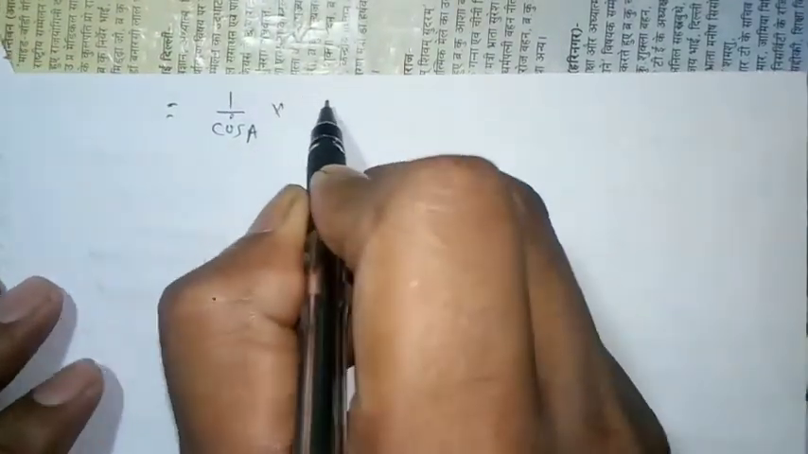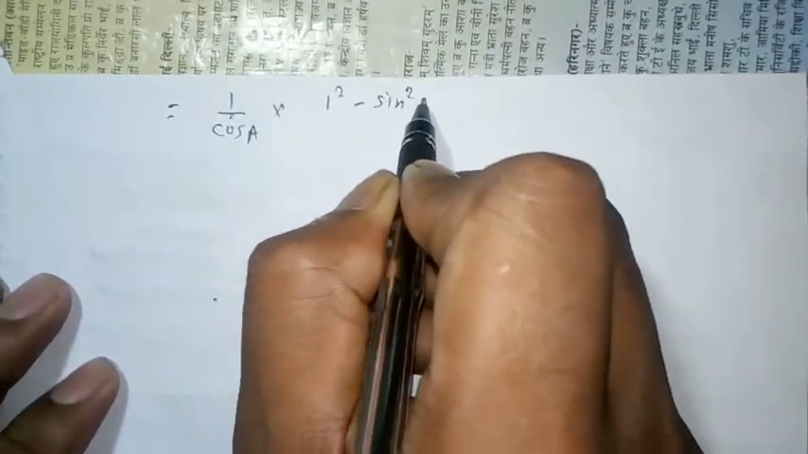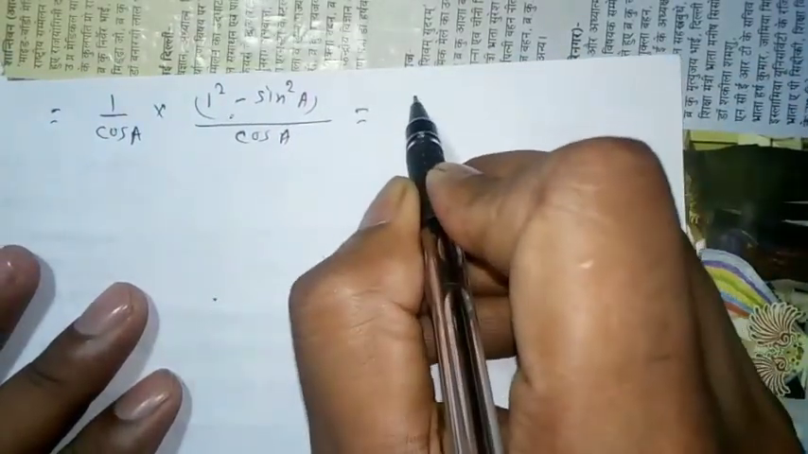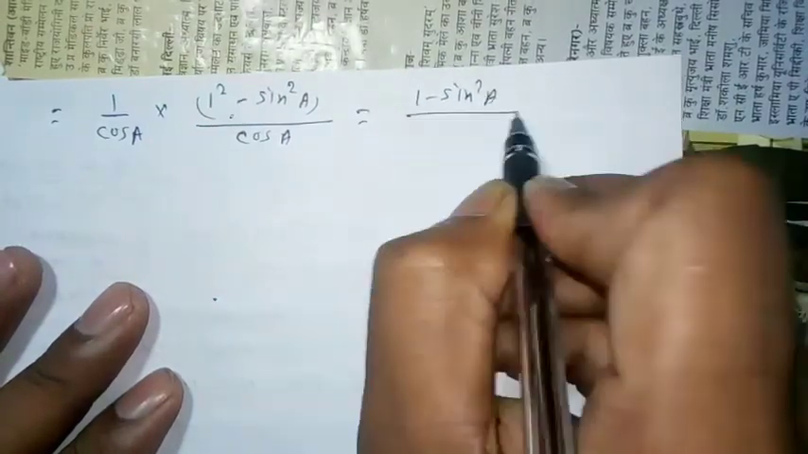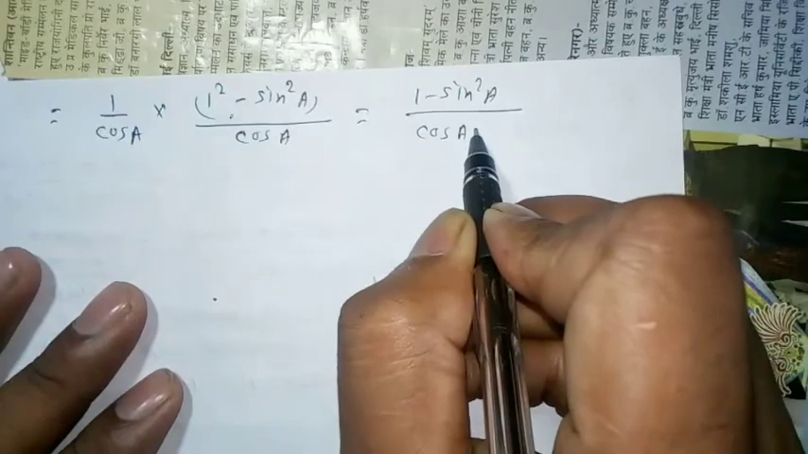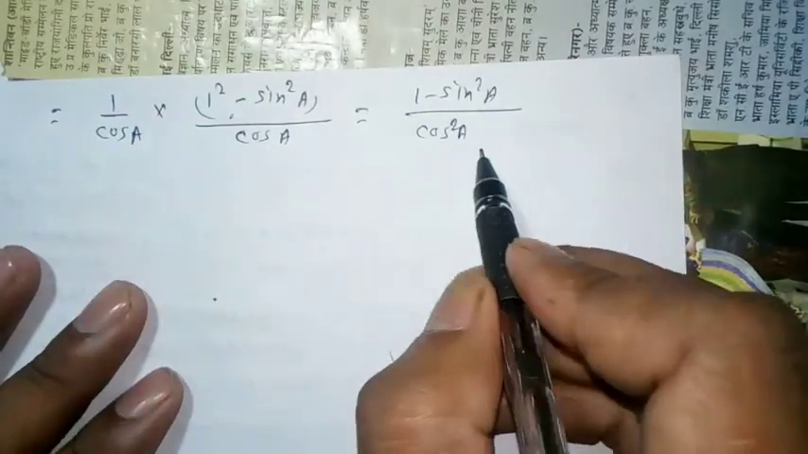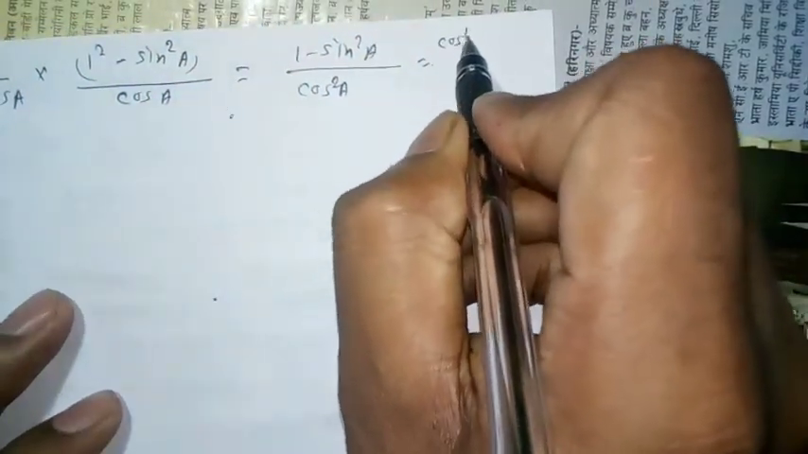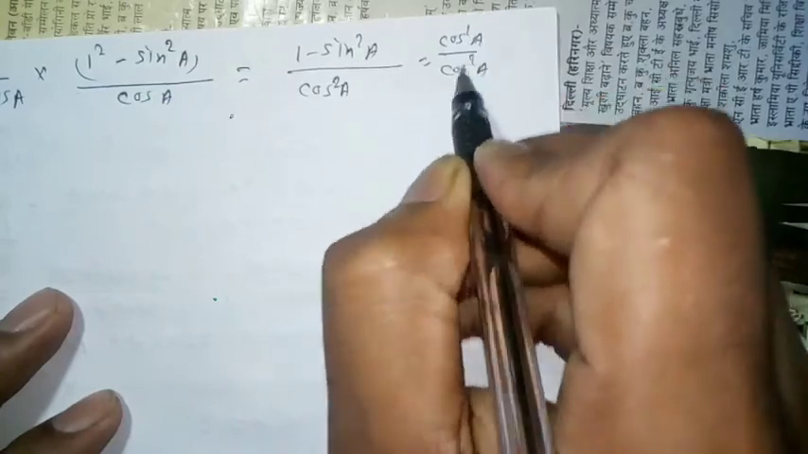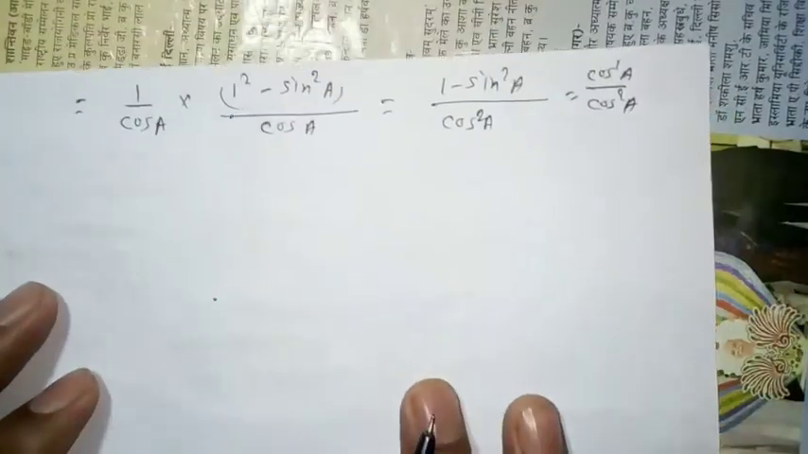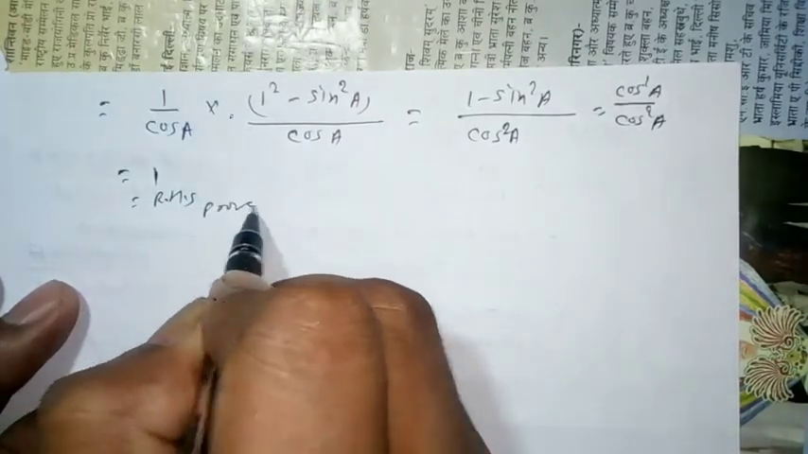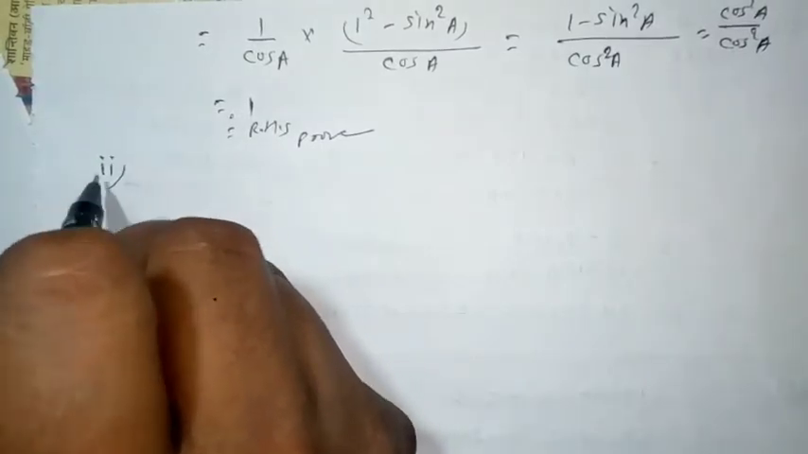1 by cos A into 1 square minus sin square A by cos A, is equal to 1 minus sin square A by cos A into cos A. Cos square A is equal to 1 minus sin square A, is equal to cos square A by cos square A. Cos square A by cos square A cancel, is equal to 1, is equal to RHS. Proved.